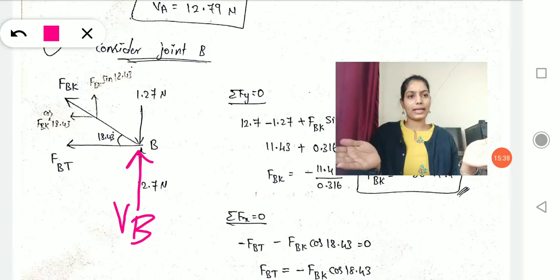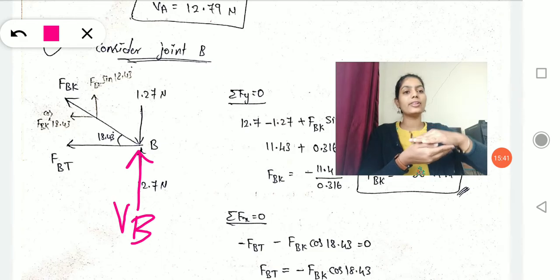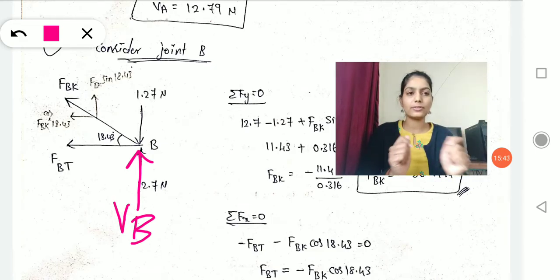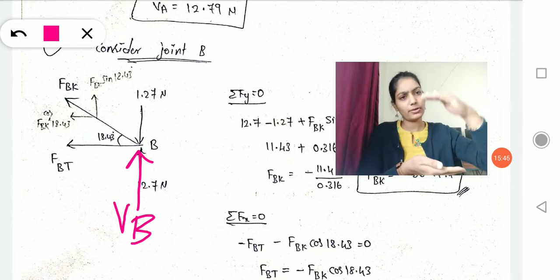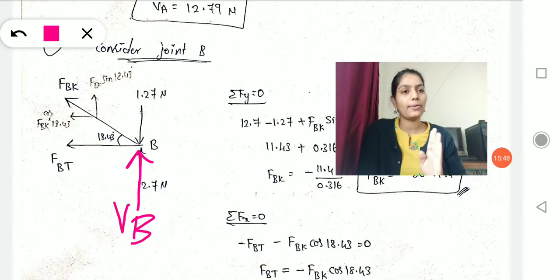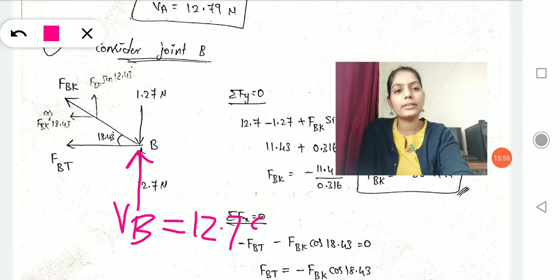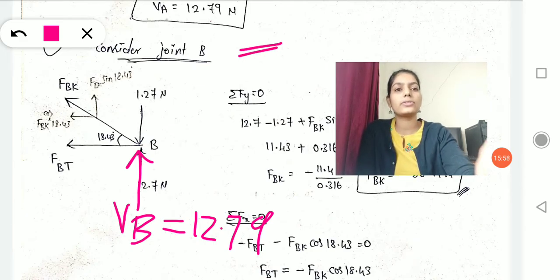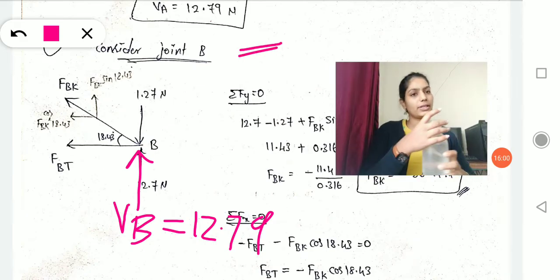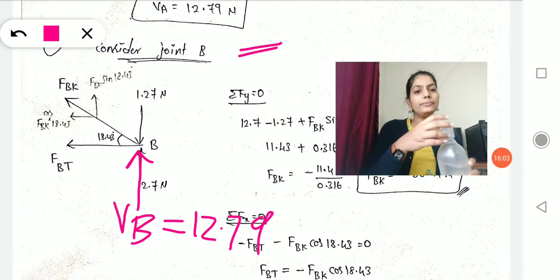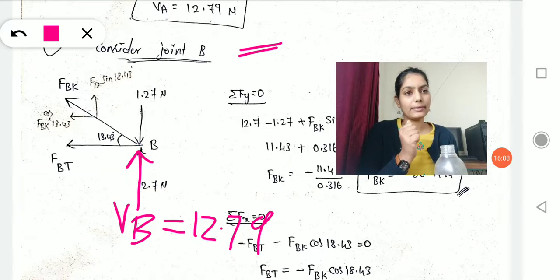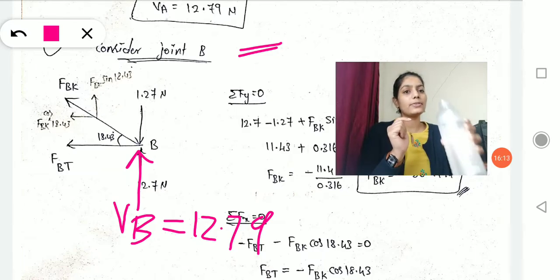The reaction is the same at A and B, because all the upward forces will be balanced by these two supports, and these two supports will take an equal magnitude of whatever is coming from the top side. I hope you understand this logic. Now this VB is calculated as 12.79. I will send you a PDF, you will get the calculation from there also. So we know that VB carries a force equal to 12.79, and the vertically downward force acting at that B joint is how much? 1.27.